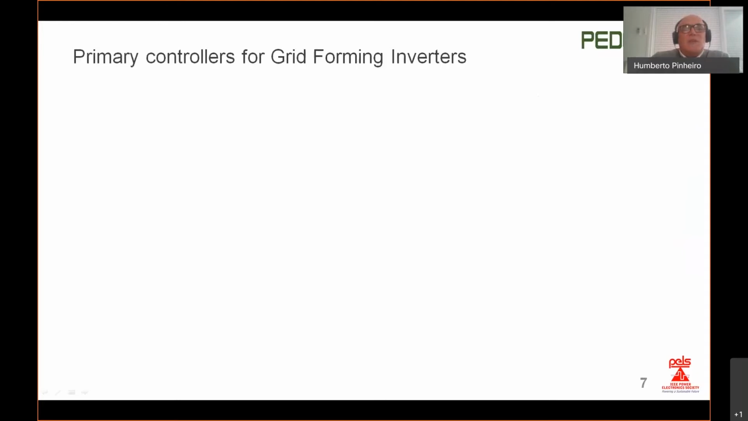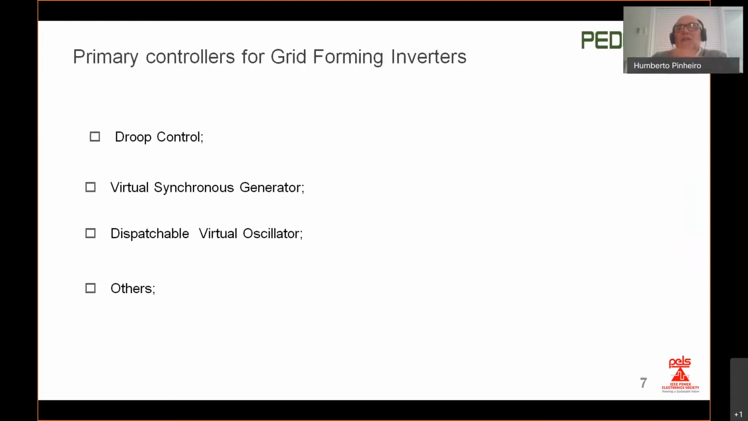Primary controller for Grid Forming Inverters. Let's see what we have here. The primary control has the following objectives: frequency synchronization, voltage control, power sharing when in island mode, and power dispatch when grid connected. The Droop control is the most popular primary controller. It has been reported for power sharing in UPS since the late 80s.